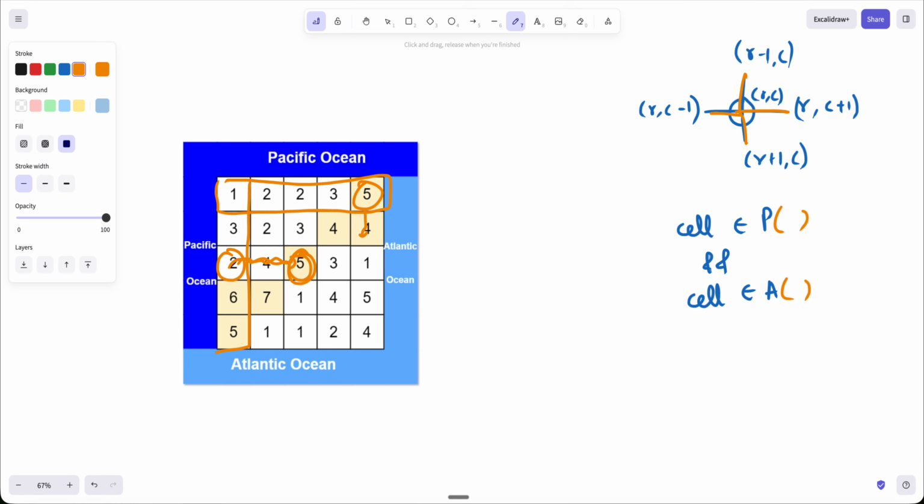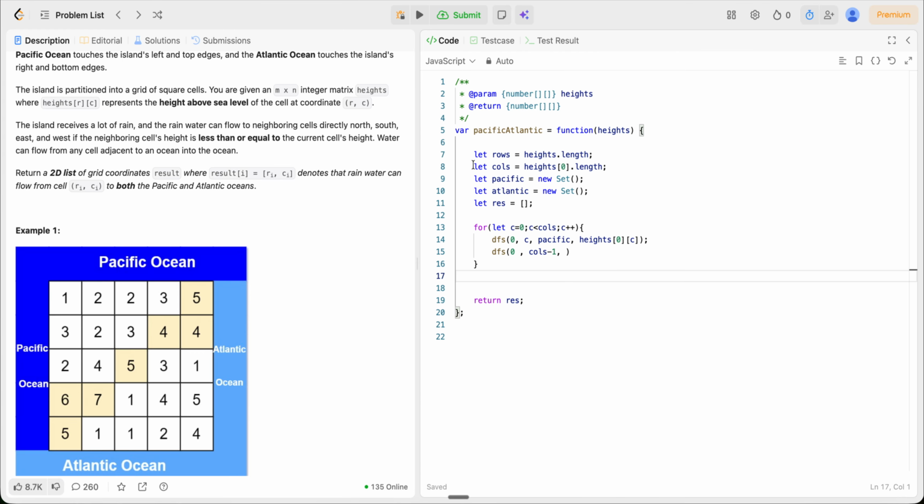We will understand it better when we code it. So these are heights, rows, columns, and we have already declared the Pacific and Atlantic sets. I have declared result, and we will be returning the result here. We will have DFS. I will define a function, const DFS. Inside this, it will accept row, column, visited array, and previous height. These will be the parameters which DFS accepts.